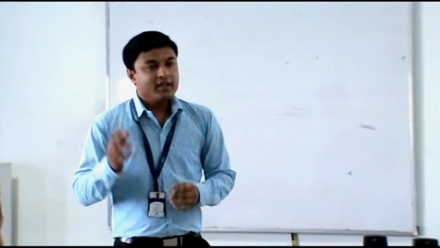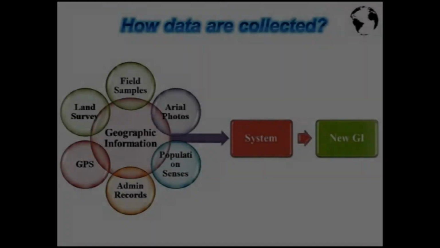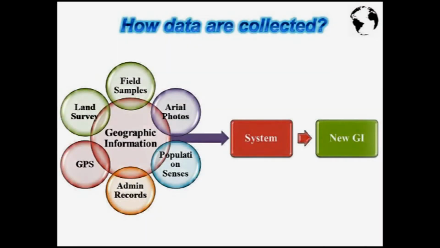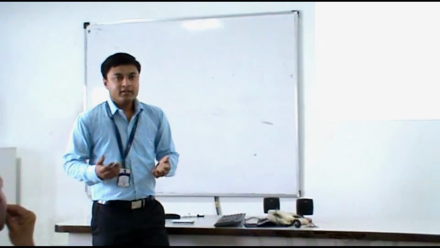Aerial photographs: we many times see that a rocket is going into the sky. It captures photographs of the earth surface and stores those photographs in the database. Then population census, we all know. Admin records, those are the database records. GPS stores the latitude, longitude, and the land survey. So these are the many techniques for getting GIS information. They are stored in the system, and the new GIS information is created.